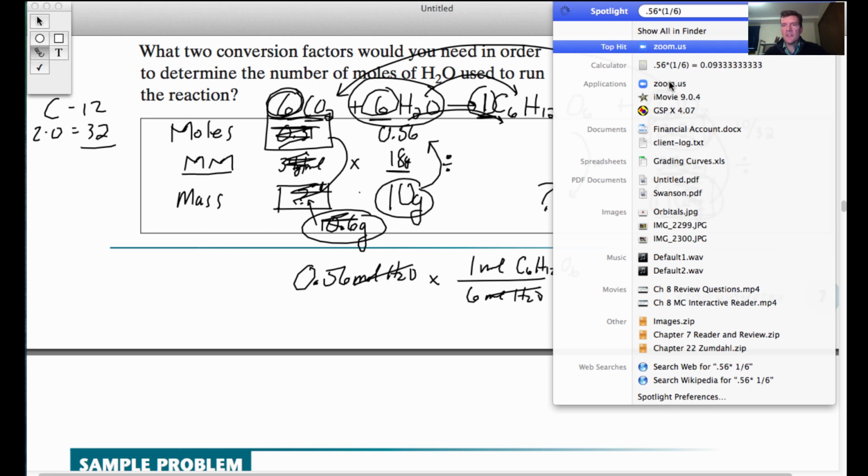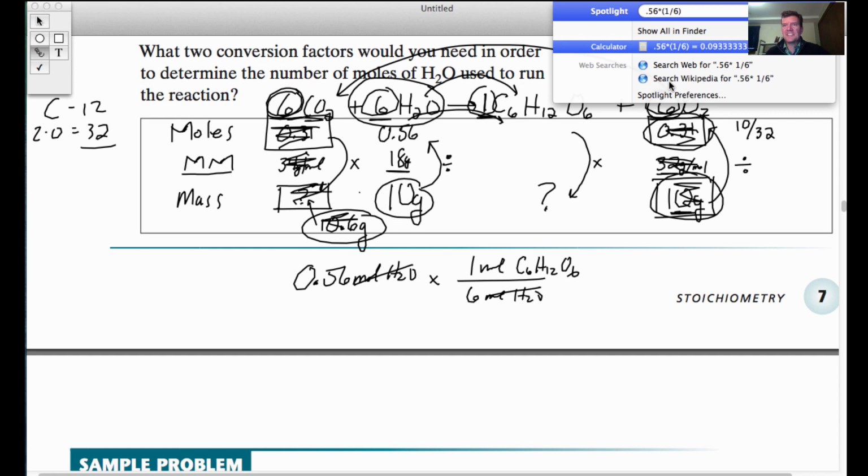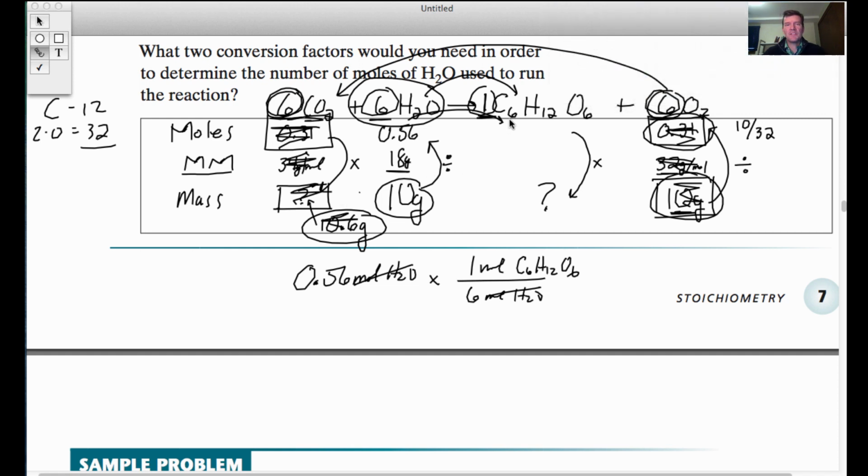All right, so we get 0.09 moles of this glucose. It's a sixth of what was about a half, right? So I have a very small amount of moles here. Then I have to multiply to go from moles of glucose to the mass of that. I have to multiply by its molar mass.